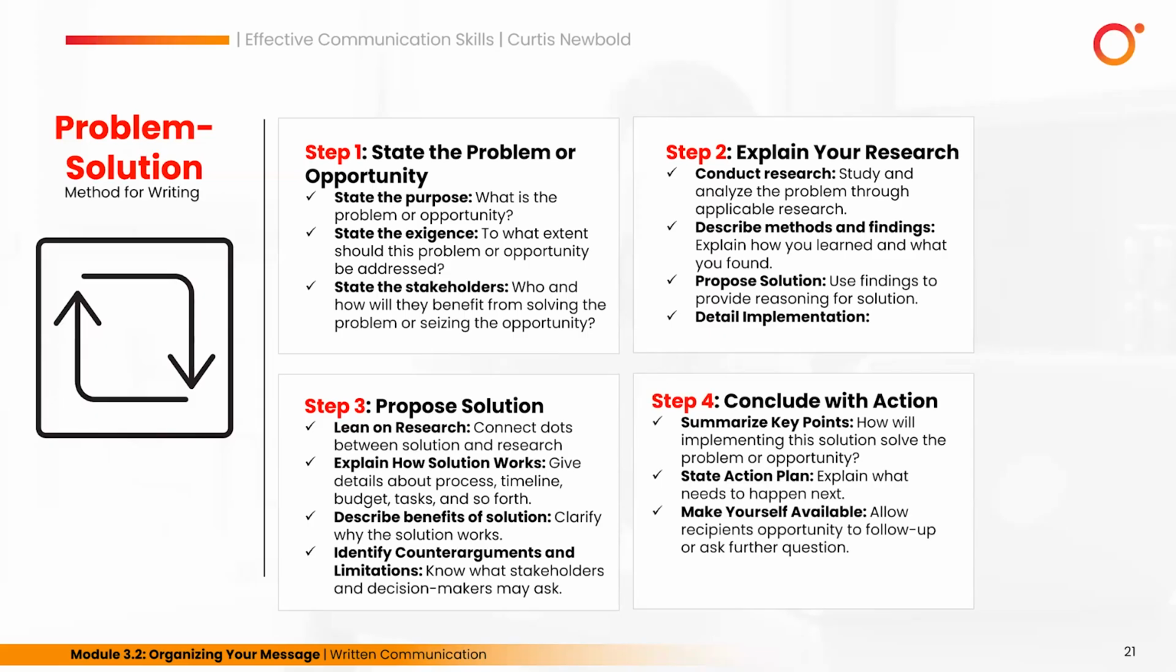And then lastly, conclude with action. So you're going to summarize your key points. How will you be implementing this solution, or how implementing the solution will solve the problem or opportunity? And then state the action plan. Explain exactly what needs to happen next, and then make yourself available. Allow recipients the opportunity to follow up or ask further questions. And so that's kind of the 4-step process for the problem solution method.